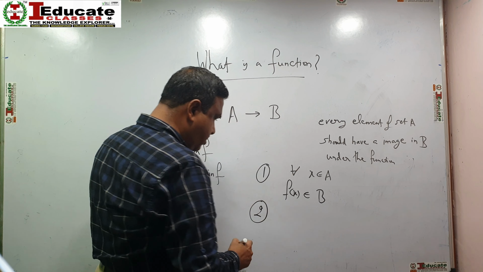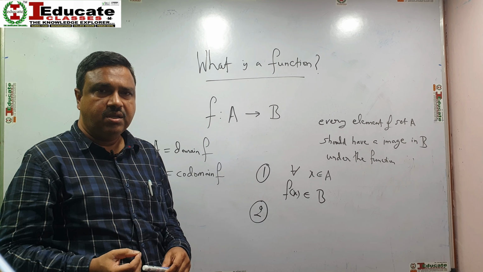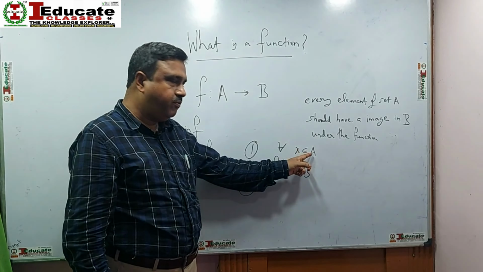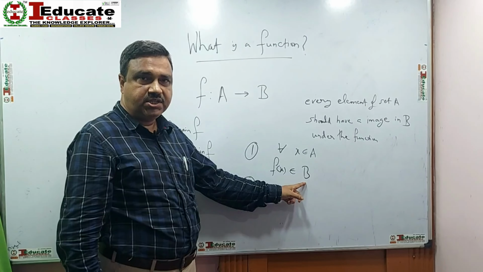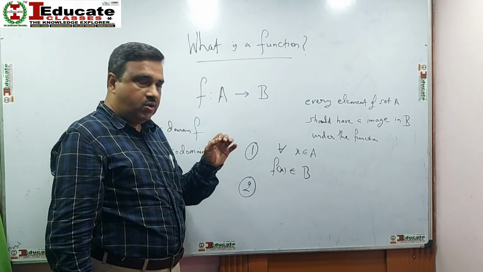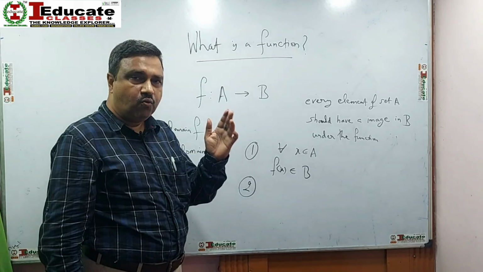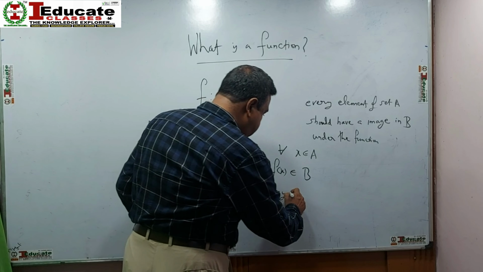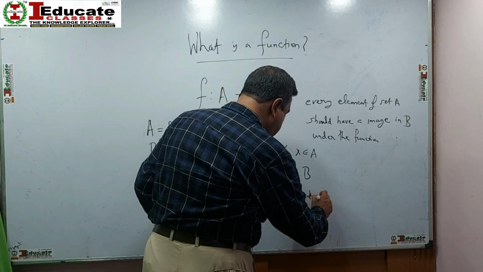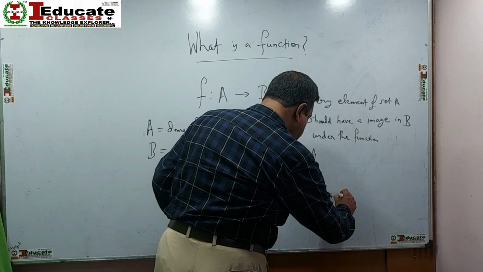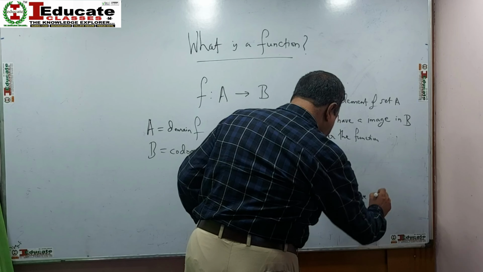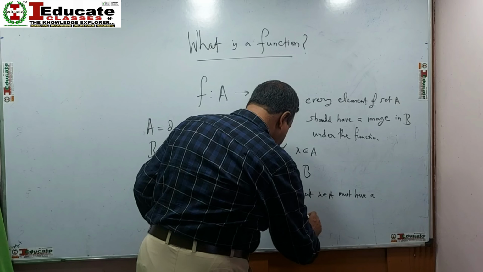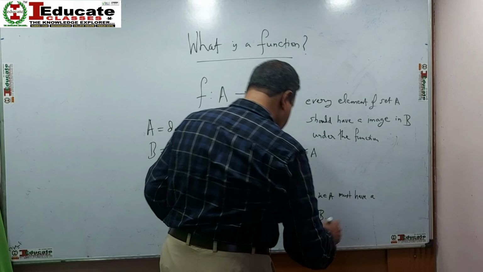Second rule is no two elements. As I have already said, the first rule is every element of the domain set must have an image in the codomain set B. Now the second rule is no element of A should have more than one image in set B. That means every element x belongs to A must have a unique image in B. Unique image.